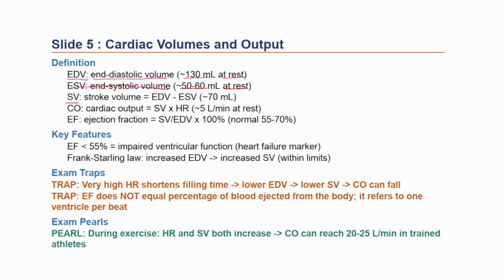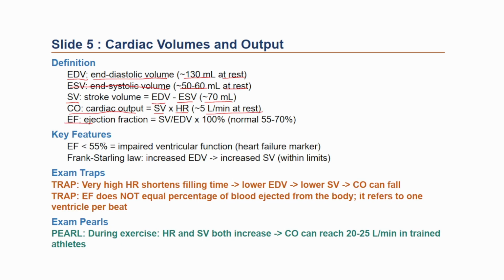Stroke volume, or SV, is calculated explicitly as the difference between our two primary boundaries. That's why it is written as end diastolic volume minus end systolic volume, and this represents the volume of blood ejected per single heartbeat and averages approximately 70 milliliters. Cardiac output represents the total blood volume circulated every single minute, calculated as stroke volume times heart rate and averaging approximately 5 liters per minute at rest.